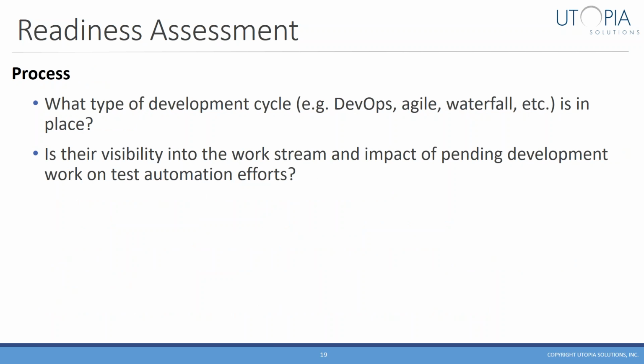Next, from a process perspective, we need to make sure that your automation efforts are aligned with your SDLC. What's worked in a waterfall environment certainly will fall on its face in a DevOps shop. It's also very important that automation is integrated with the SDLC, and the most important aspect of that is the ability to understand how pending development work is going to impact your existing automation efforts. And the more proactive you can be in identifying that impact, the better.